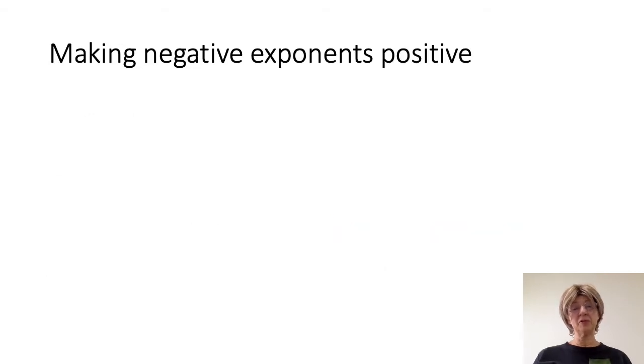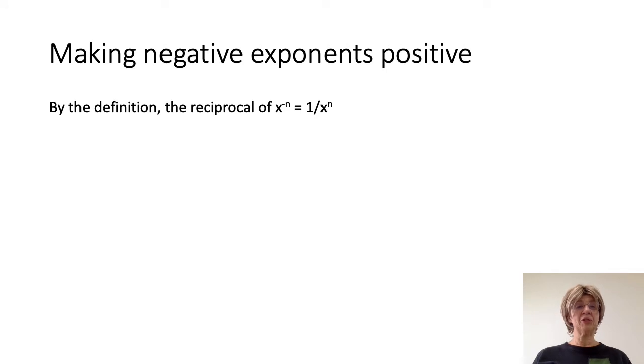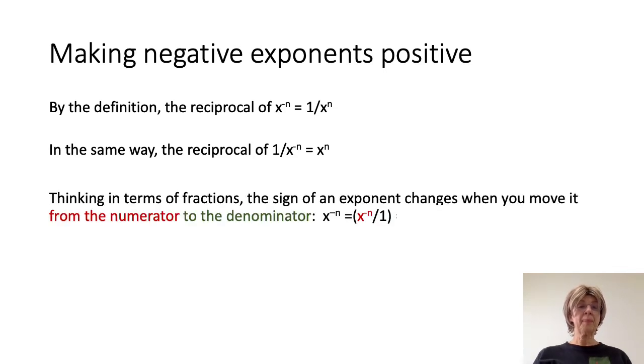Making negative exponents positive. By the definition, the reciprocal of x to the minus n is 1 divided by x to the n. In the same way, the reciprocal of 1 divided by x to the minus n equals x to the n. Thinking in terms of fractions, the sign of an exponent changes when you move it from the numerator to the denominator. So if you have x to the minus n, that's like a fraction, x to the minus n divided by 1, and when you move it to the denominator, it becomes positive: 1 divided by x to the n.